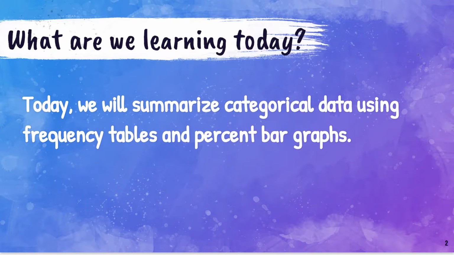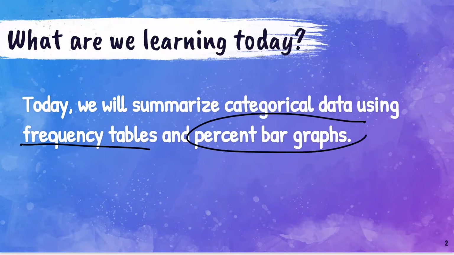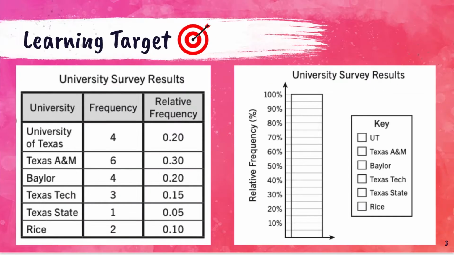So how are we going to do that? We'll actually be summarizing categorical data instead of numerical data, and we'll do that using a frequency table and a percent bar graph. Now, a frequency table, you should recognize this. You've been using this since elementary school, but today percent bar graphs will be new to you. So let's jump on in.